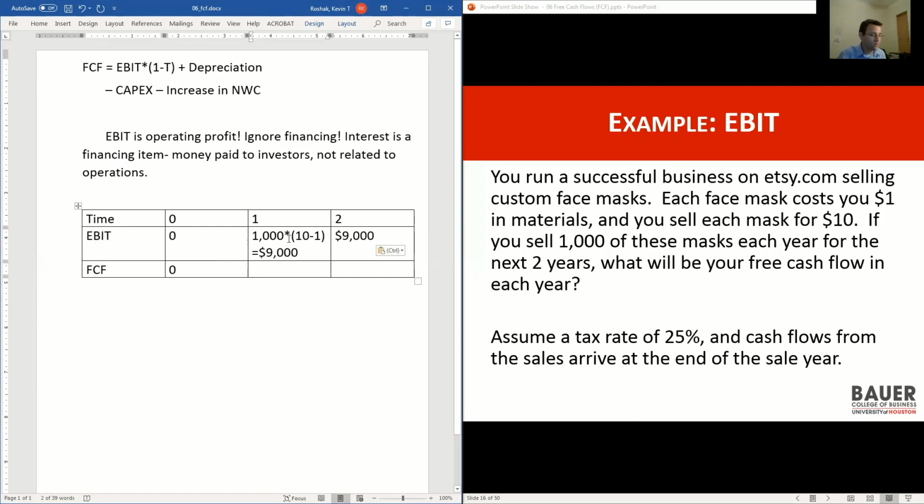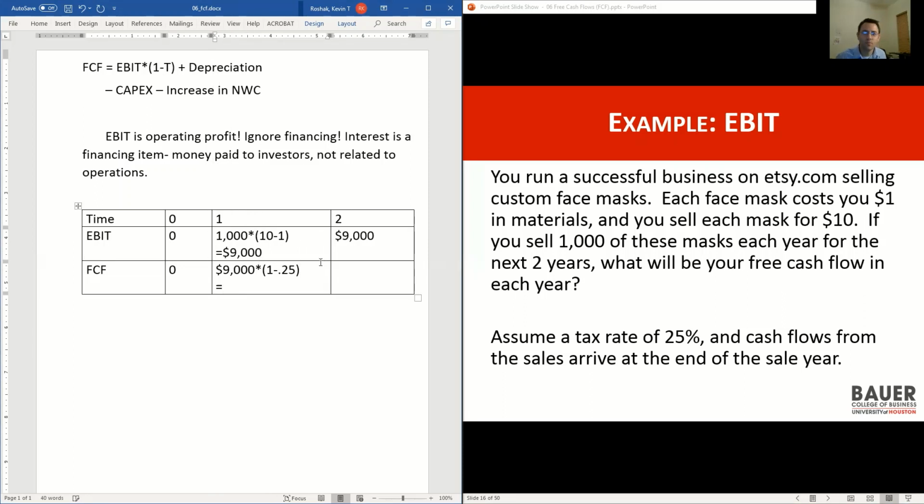So your free cash flow in this very simple example would be the 9,000 times 1 minus your tax rate of 25%. And so that works out to 6,750. And you would do the same thing at time 2. So your free cash flow at time 2 would be 6,750 as well.